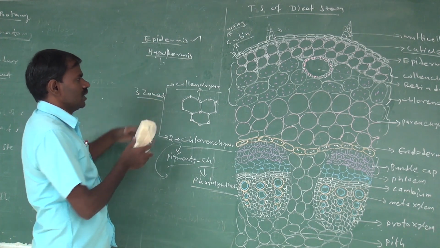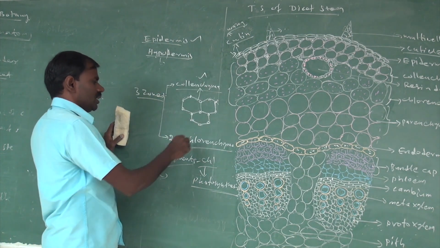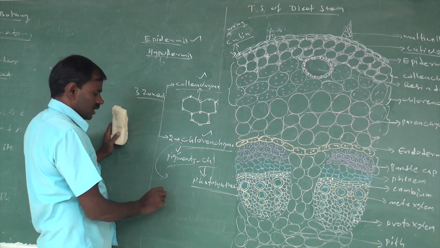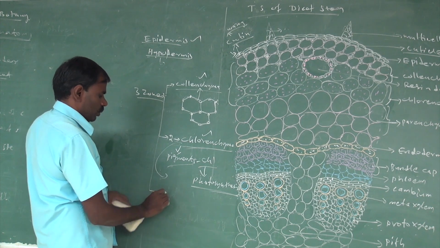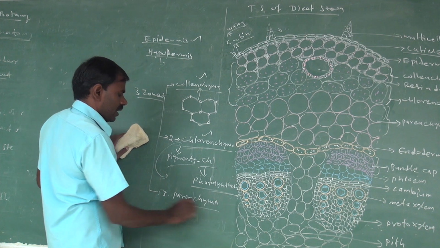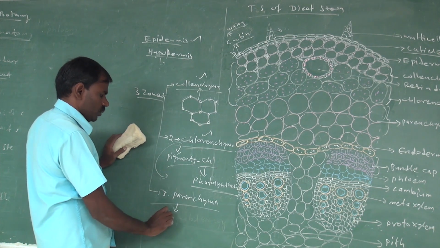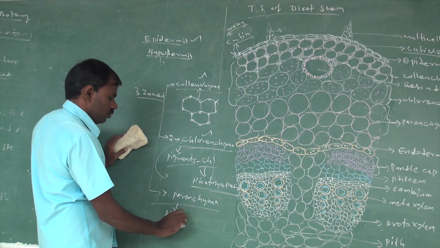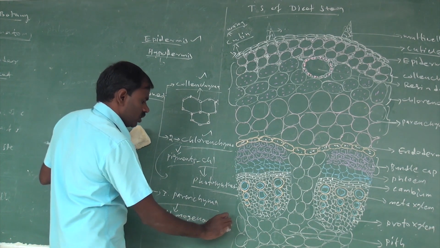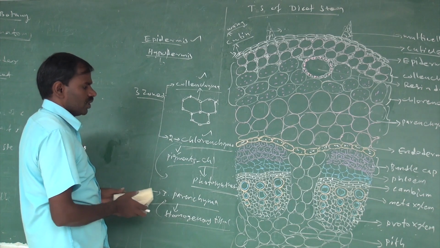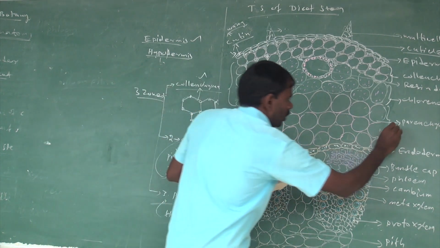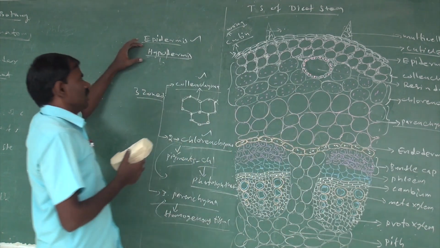There are three zonal regions present in the hypodermis. The first zonal region is made up of collenchyma tissue. The second zonal region is chlorenchyma tissue. And the third zonal region is called parenchyma tissue. Parenchyma is a homogeneous tissue, a mass of parenchyma tissue present only in the third zonal region. What is the hypodermis?